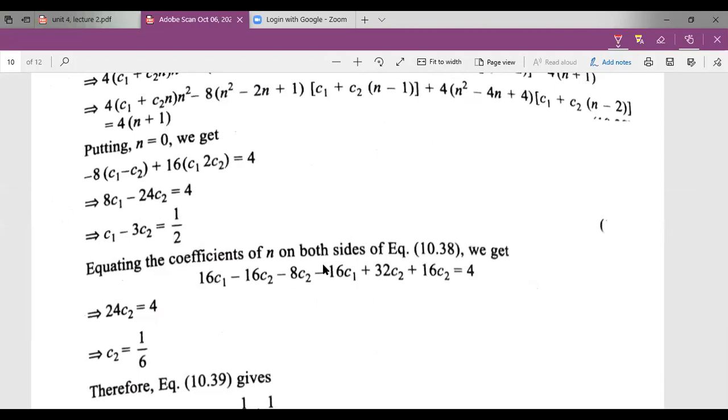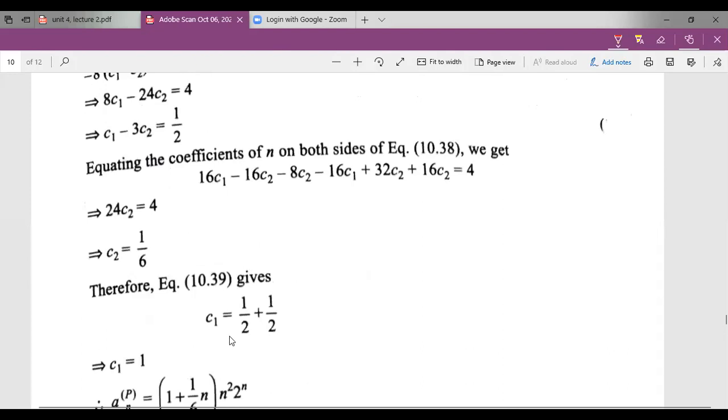So equating the coefficients of n on both sides, 16C1 minus 16C2 minus 8C2 minus 16C1 plus 32C2 plus 16C2 is equal to 4. So 24C2 is equal to 4. From that C2 is equal to 1 by 6. So we simplify this whole term and we get the C1 and C2 values. C2 is equal to 1 by 6. From that we find the C1 value, 1 by 2 plus 1 by 2, that is equal to 1.